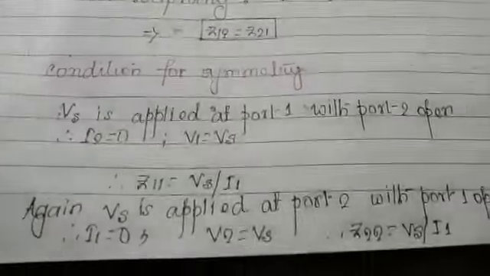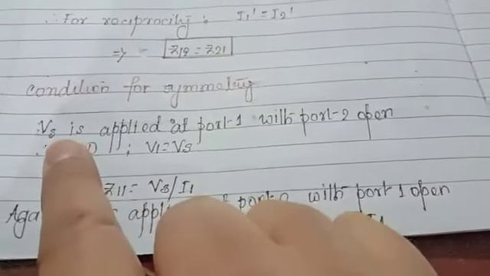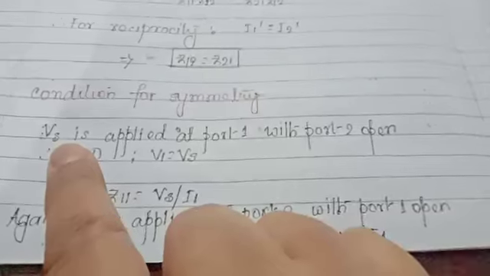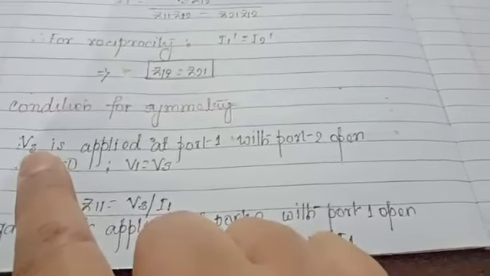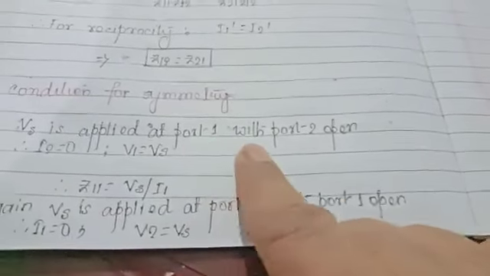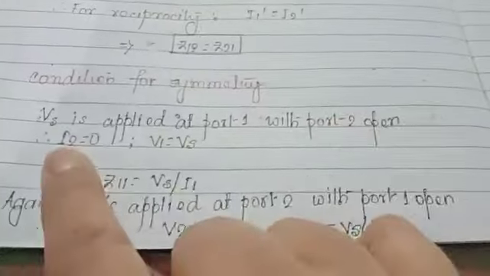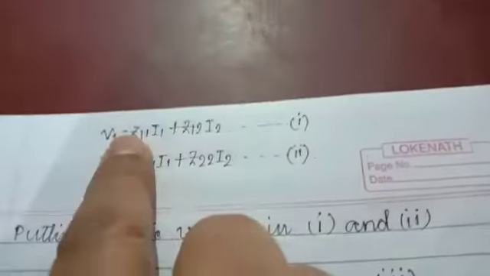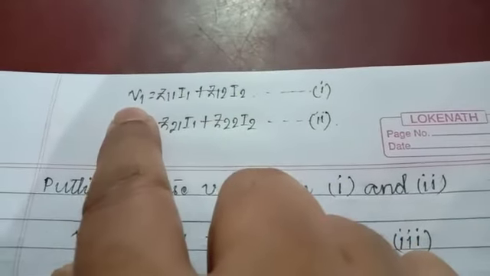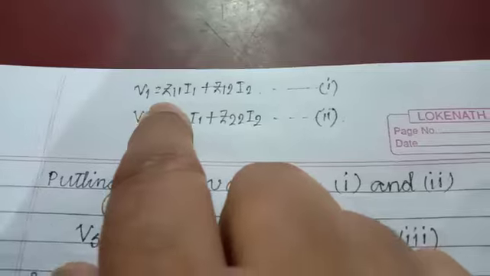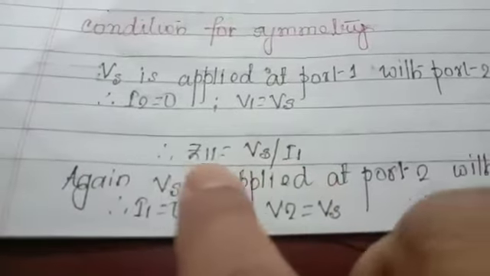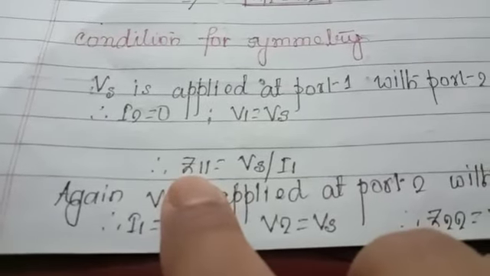So see what actually it means. Mathematically it means, suppose I apply a voltage source at port 1. Vs is a voltage source applied at port 1 with port 2 open. So I2 is equal to 0 and V1 equals Vs. If I2 is equal to 0 and V1 equals Vs, then Vs by I1 will be equal to Z11. So that is what I have written. Vs by I1 is equal to Z11.